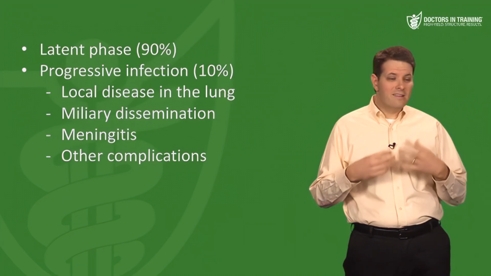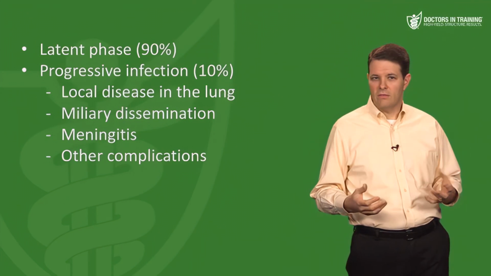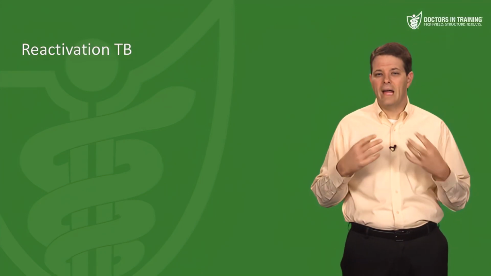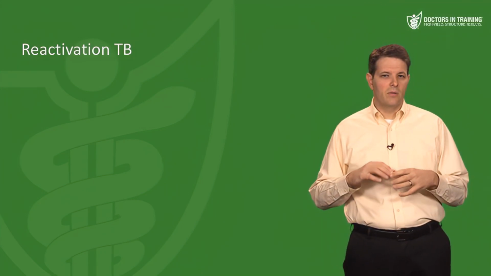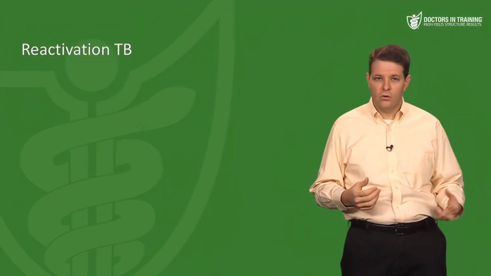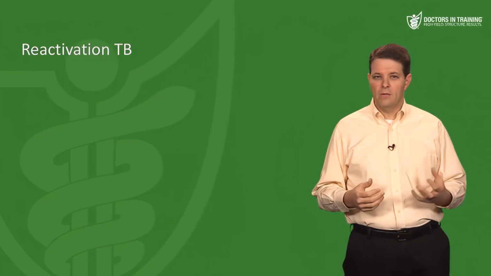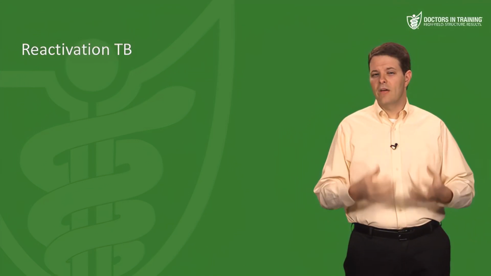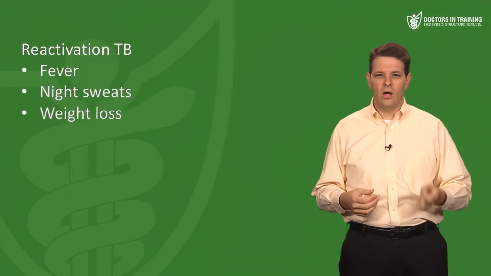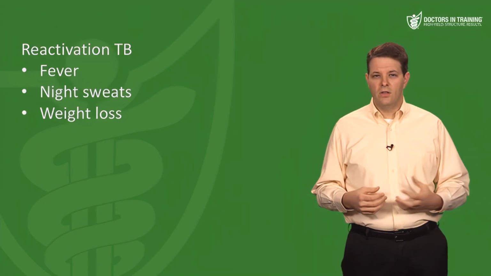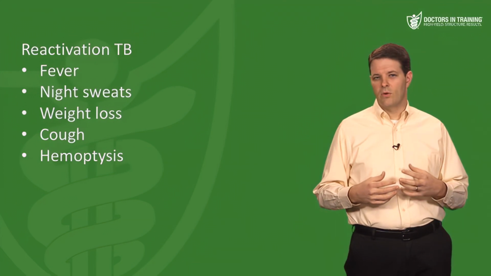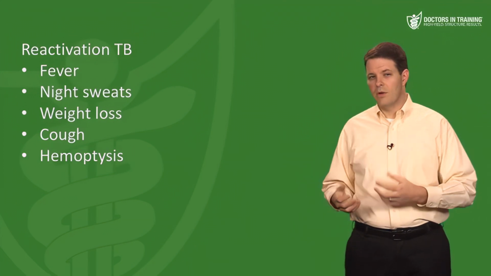But then think back to the 90% of people that do control that primary infection. Many of them remain asymptomatic and latent for the rest of their lives, but not all of them. In some of these individuals, the TB can eventually become reactivated. Remember we said that the bacteria were merely biding their time. Well, if the immune system becomes weakened by cancer or HIV infection or simply old age, there's an increased risk of developing reactivation TB. Now, reactivation can present with fever, night sweats, weight loss. If it's reactivating in the lungs, you may see cough and hemoptysis. So most of the classic TB symptoms are really associated more with reactivation TB than they are with primary TB.